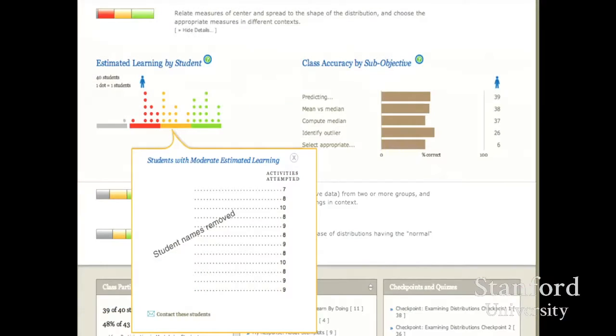So this was our first representation. The way that this prediction is made is there are all these different activities that are designed for that larger outcome, relate measures of center and spread to the shape of a distribution and choose the appropriate measure in different contexts. There are multiple tasks and subtasks throughout an entire module where the student didn't necessarily know, but the system knows that's what we're looking at. So it's sort of semantically, that task is semantically tagged. And so then we can make a prediction for where your class is, but also where each student is.